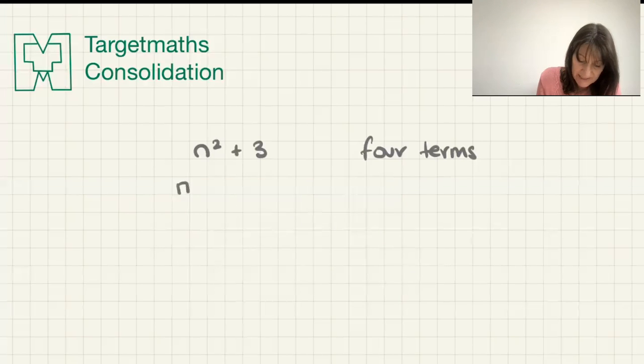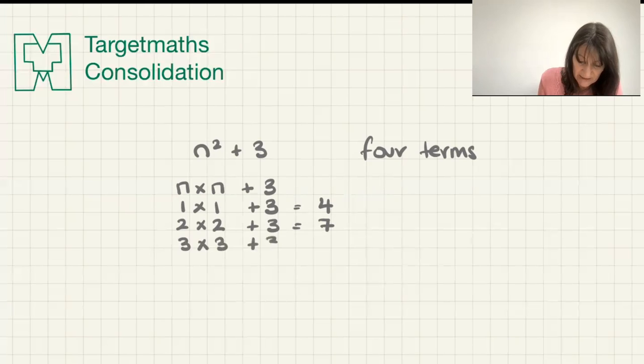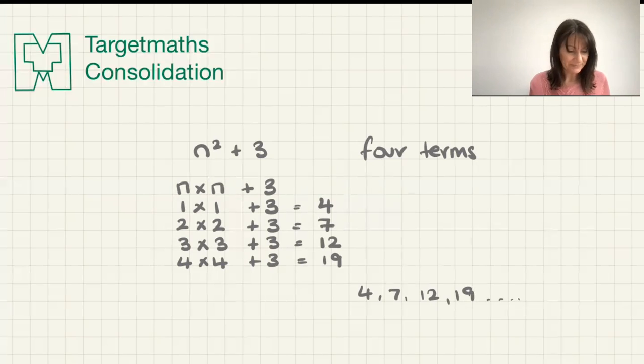Okay, so n squared means n times n plus 3. So the first term is going to be 1 times 1 plus 3. 1 times 1 is 1 plus 3 is 4. Second number, 2 times 2, which is 4, plus 3 is 7. 3 times 3, which is 9, plus 3, 12. And then 4 times 4, which is 16, plus 3 is 19. So we've got 4, 7, 12, and 19. And on it would go.